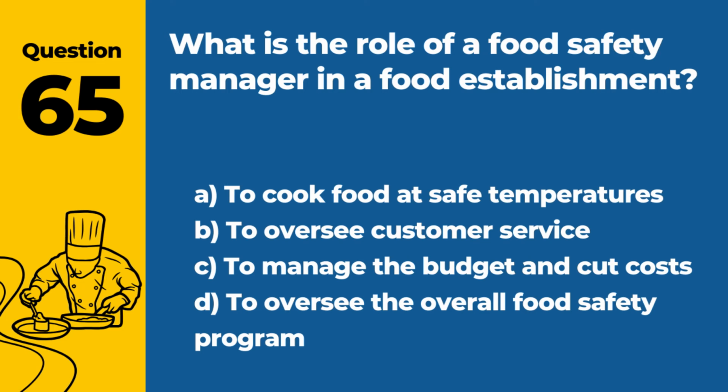Question 65. What is the role of a food safety manager in a food establishment? A. To cook food at safe temperatures. B. To oversee customer service. C. To manage the budget and cut costs. D. To oversee the overall food safety program. Answer. D. To oversee the overall food safety program.